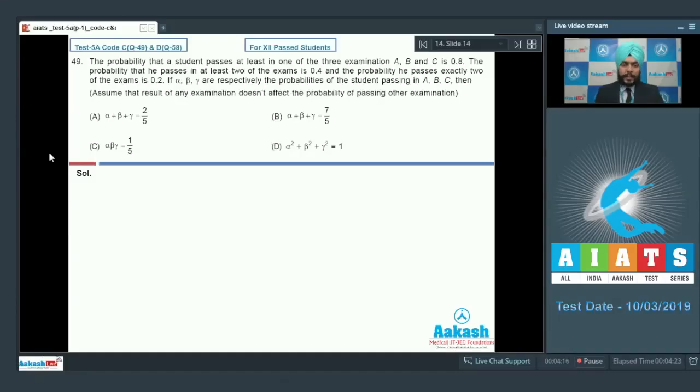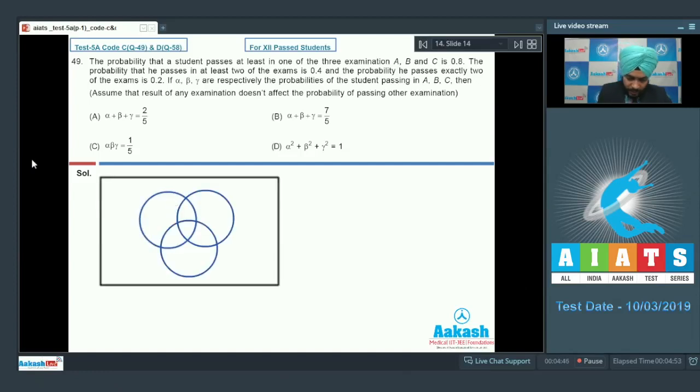Okay, so moving on to the next section, we have questions in which one or more options are correct. Starting with question number 49, which says that the probability that a student passes at least in one of the three examinations A, B, and C is 0.8. So we need a Venn diagram with three sets. So let us draw it. This is a Venn diagram.